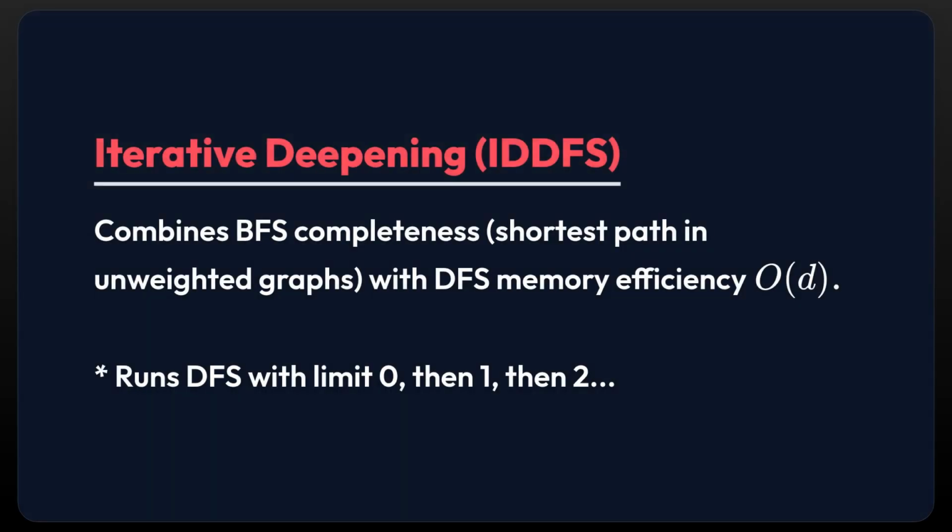Finally, we have iterative deepening. This technique bridges the gap between BFS and DFS. We run DFS with a depth limit, gradually increasing it. It guarantees finding the shortest path in unweighted graphs, just like BFS, but maintains the linear memory efficiency of DFS. It is the preferred choice for massive search trees, such as in chess engines.